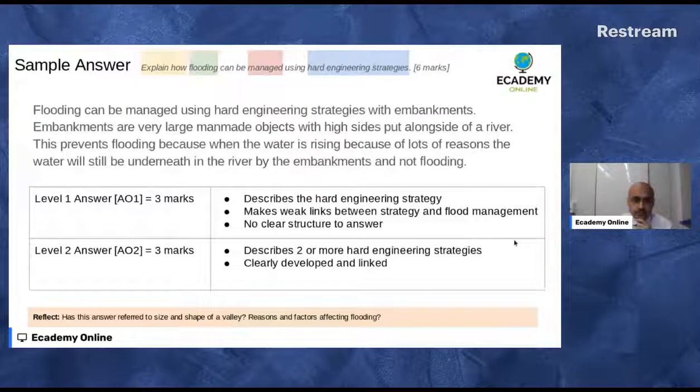Okay, so flooding can be managed using hard engineering strategies with embankments. This is a sample answer that somebody's written. Let's have a look at this.